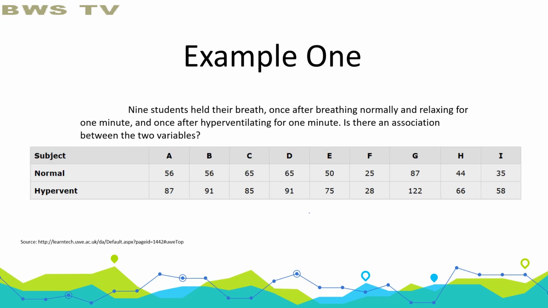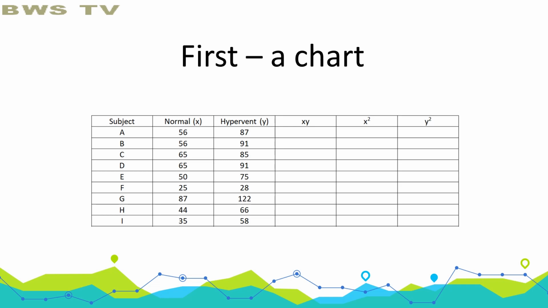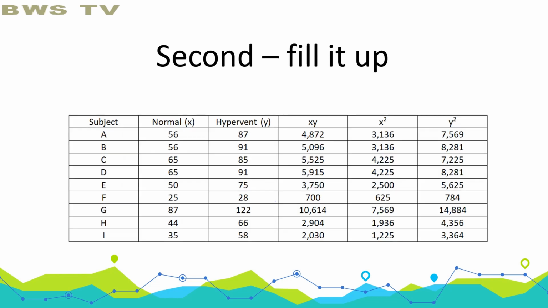Example number 1. 9 students held their breath, once after breathing normally and relaxing for 1 minute, and once after hyperventilating for 1 minute. Is there an association between two variables? So here's the first step. Make a chart with your data for two variables, labeling the variables X and Y, and add 3 more columns labeled XY, X squared, and Y squared. Then complete the chart using basic multiplication of the variable values.